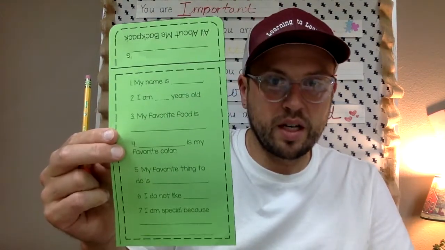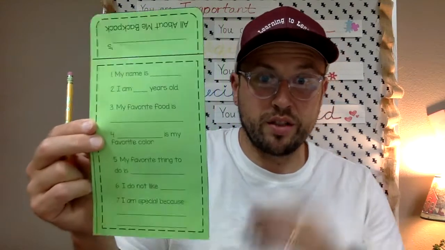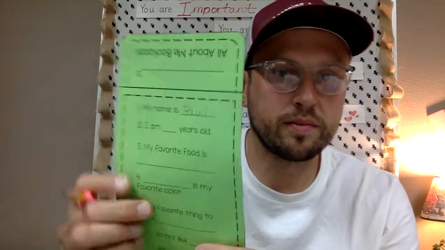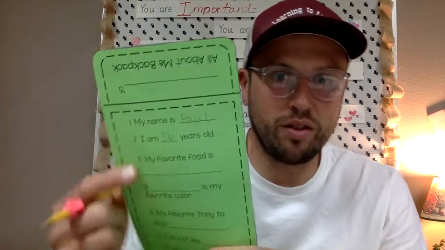The first thing that you're gonna do is you're going to take your green piece of paper and you're gonna fill out all the questions first. You have to fill them out first, okay? So, at the top, right up here, it says number one. My name is Paul. Use a pencil so that if you make a mistake, you can erase it. Okay? I am 36 years old.